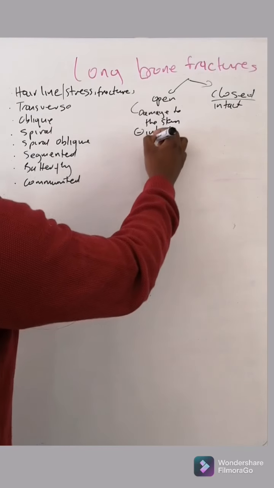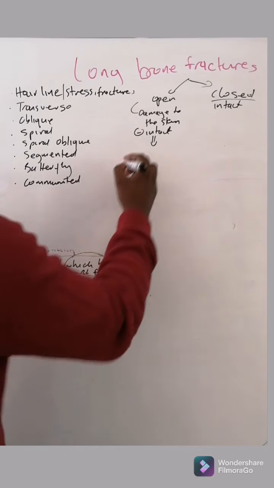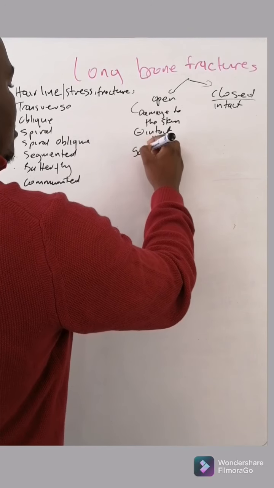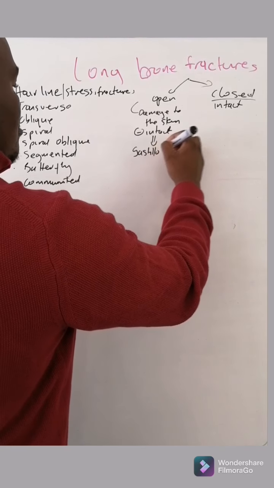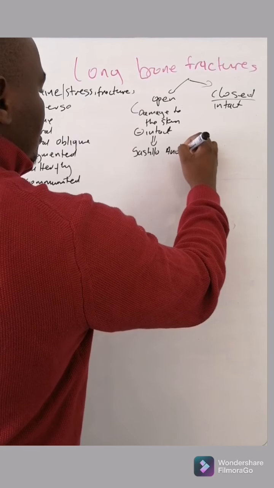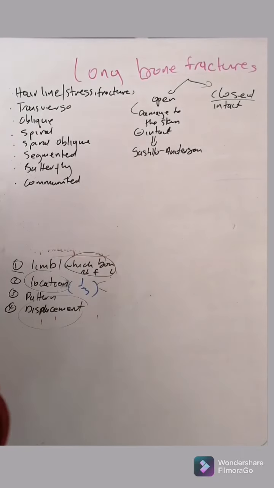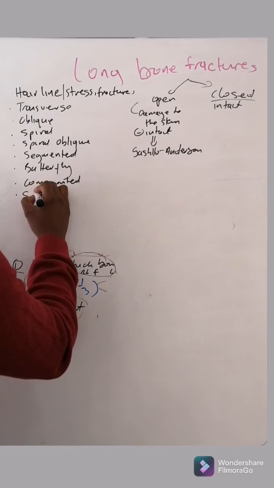And if it's an open fracture, we are going to talk about the Gustilo-Anderson classification sometime, because they will ask you about it. Gustilo-Anderson classifies open fractures. Okay, comminuted fracture, butterfly, greenstick.